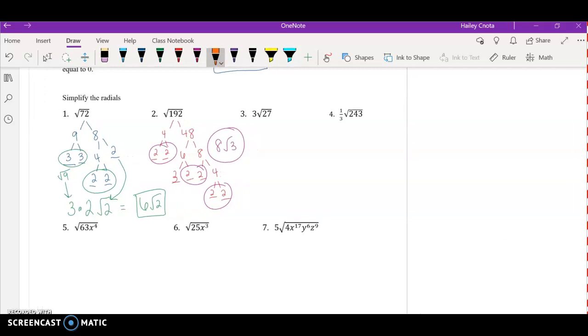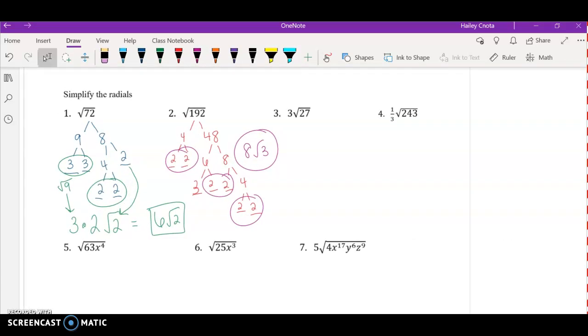On number 3, you can notice that there is something different. The main difference on this one is just that there is a number outside. You treat it the same way, but at the very end, we're going to tack on that 3 on the outside. So again, we're just going to look at 27. 27 is 3 times 9. So we have 3 times 3, and we look for pairs. Okay, so we have 1 pair of 3s and 1 lonely 3, which means we have 3 root 3. Right now, this is where we ought to tack that on the outside.